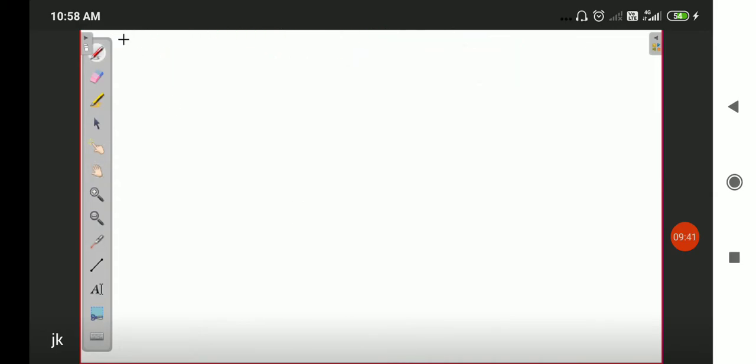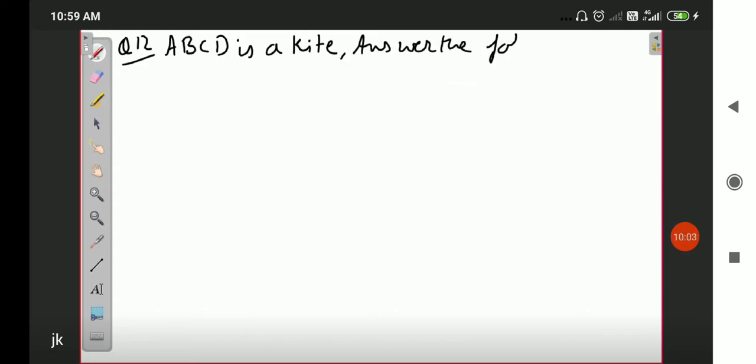Next is question number 12. Question number 12 is, ABCD is a kite. We already discussed what a kite is in one of the videos earlier. ABCD is a kite, and answer the following.